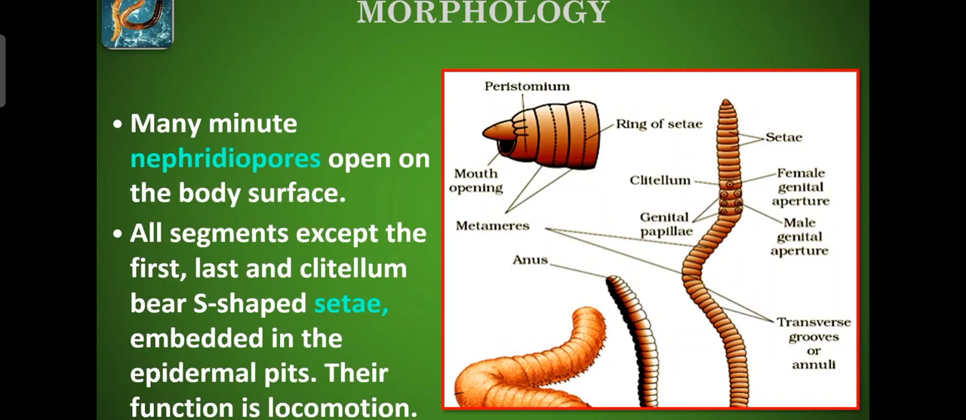Okay. Then all segments except the first, the last and the clitellum, except these 3 segments, bear S-shaped setae. On the last diagram you can see small thread-like structures on the lateral side of the body. Those are called setae, and if you see the structure, it is S-shaped. These are embedded in the epidermal pits. On the body, pits will be there, and in those pits these setae are embedded.